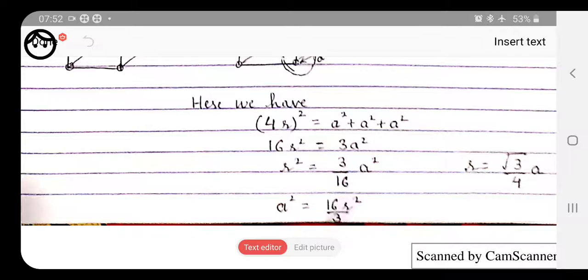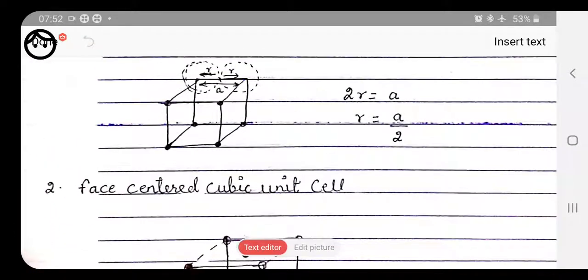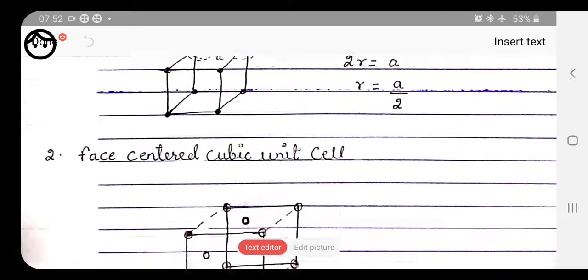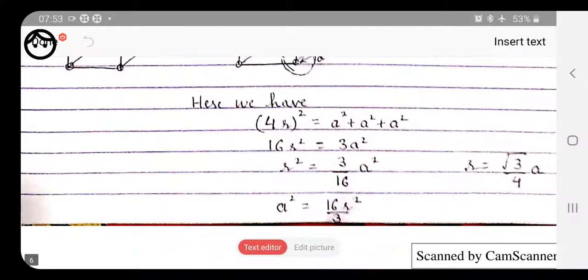This formula is also very important, students, because with the help of this you will get many numericals. Try to solve all the numericals related to the radius of the atom, because all of them have different ways to calculate the radius. For the simple unit cell, the formula is r is equal to a upon 2. For the face centered, we have r is equal to a upon 2 root 2, and for the body centered we have r is equal to root 3 upon 4a. So with the help of this, we can calculate the radius for all types of unit cells.